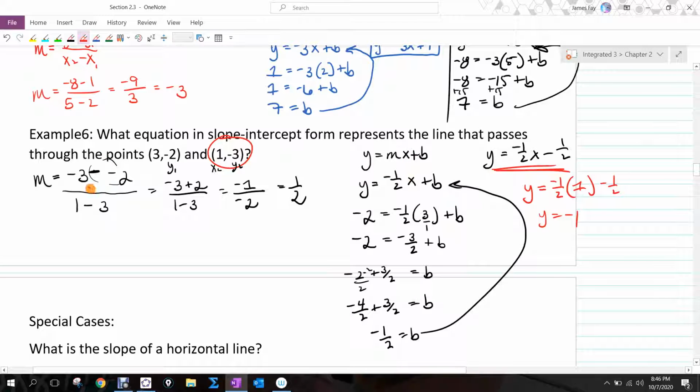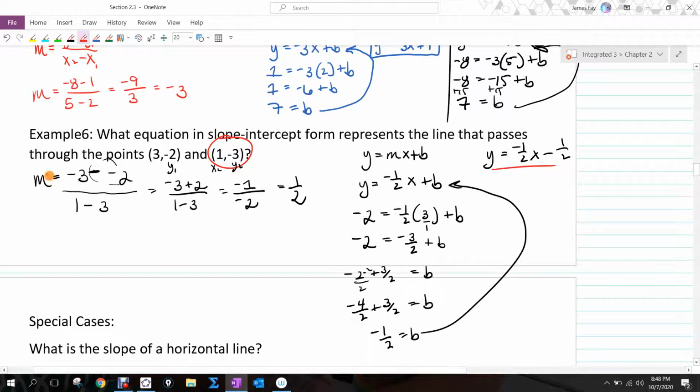So the slope was -3 plus 2, that's -1. 1 minus 3 is -2, so 1/2. So the y was -2. So -3/2. Add 3/2. Negative 4 halves, so that's negative 1 half. I apologize here, I found my error.